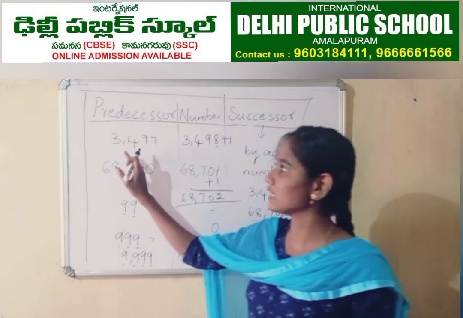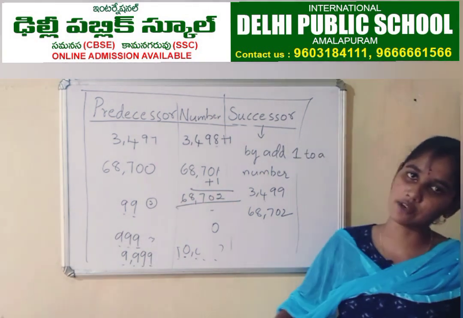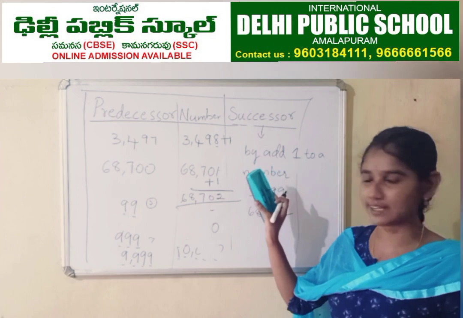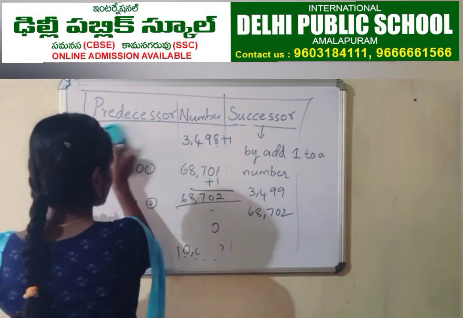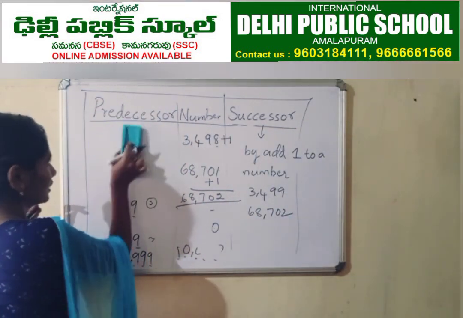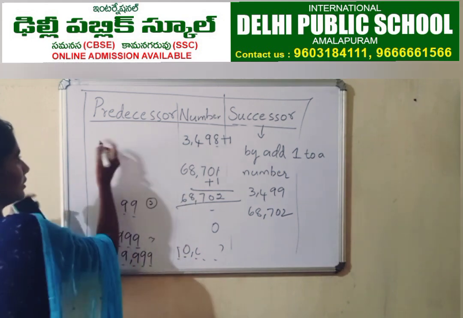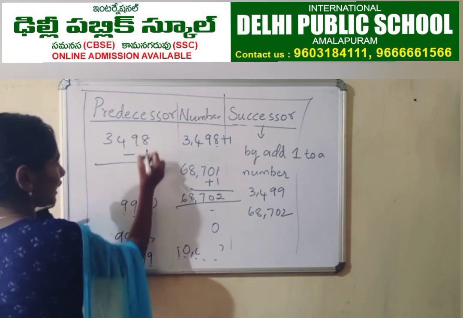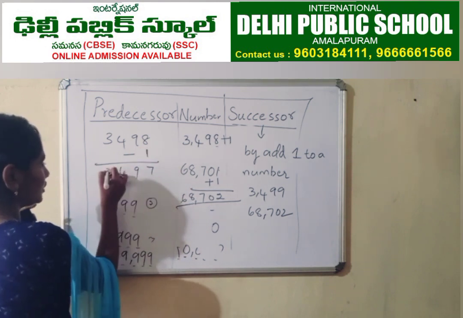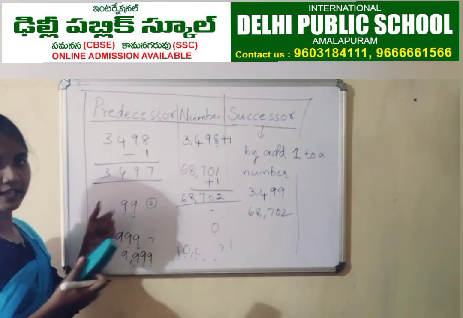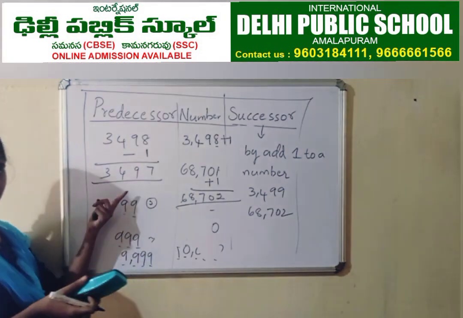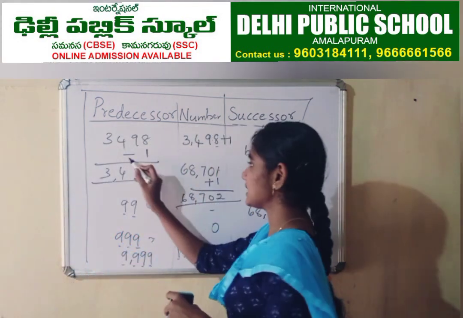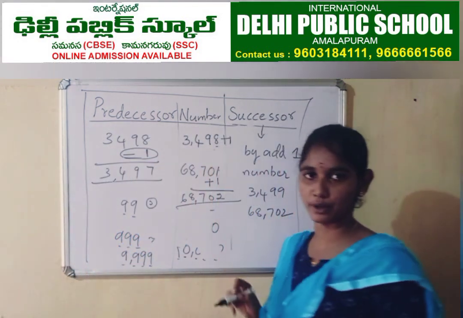The same, but here by subtracting 1 from that number. Here we added, right? To get the after number we added. To get the before number we have to subtract. Let's see here. 3,498 minus 1. 8 minus 1 is 7, 9, 4, 3. 3,497. The before answer we also got the same, 3,497. How did we get this answer? By subtracting 1 from the given number.